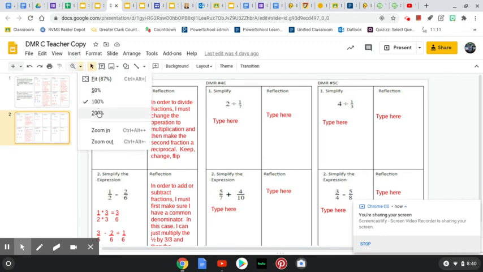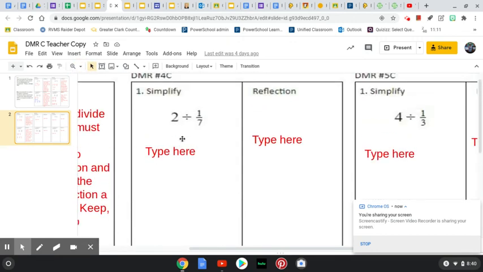Okay, as usual, I can't see, so I'm going to make this a little bigger. Well, that's a lot bigger.